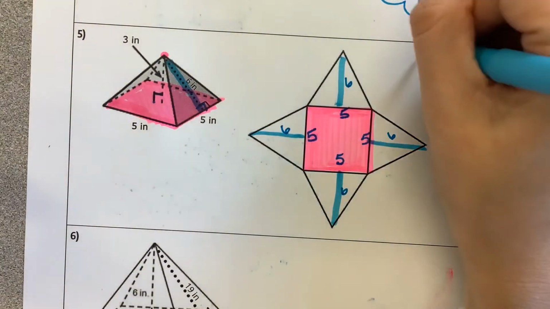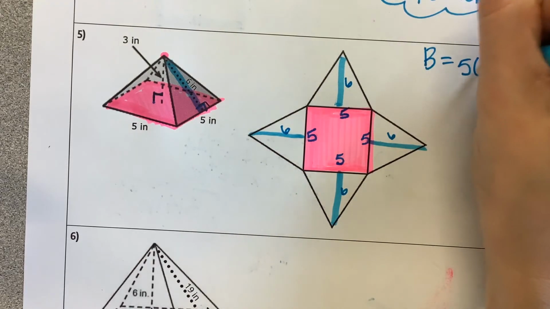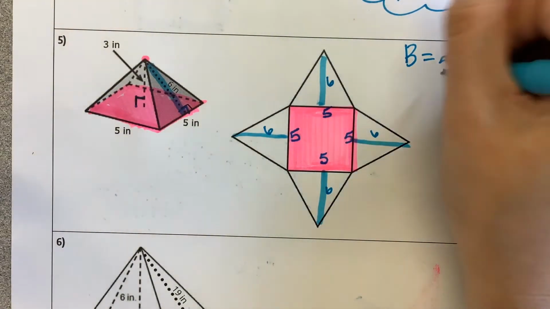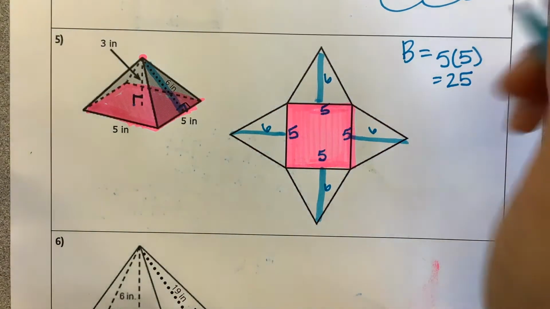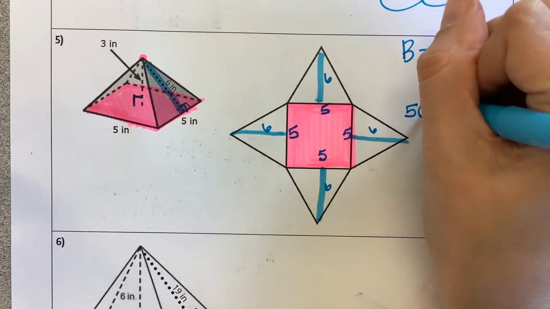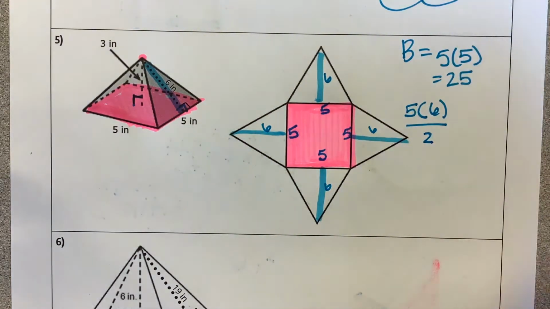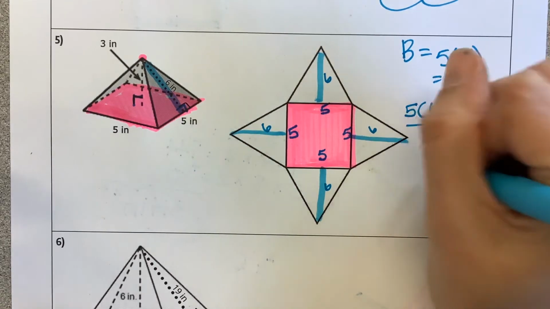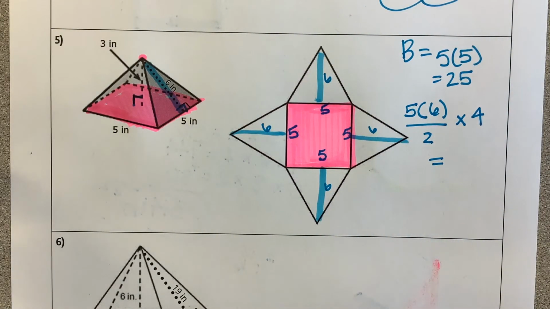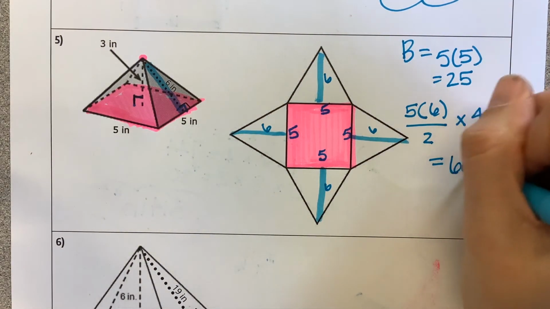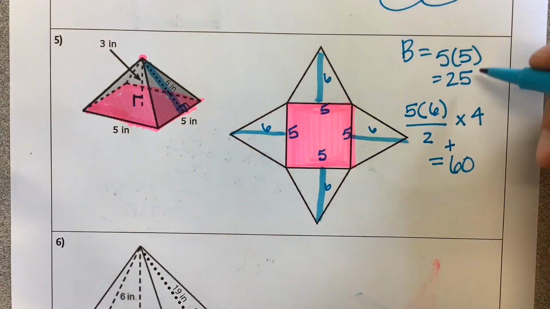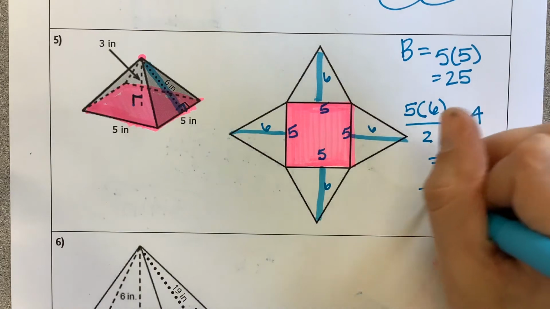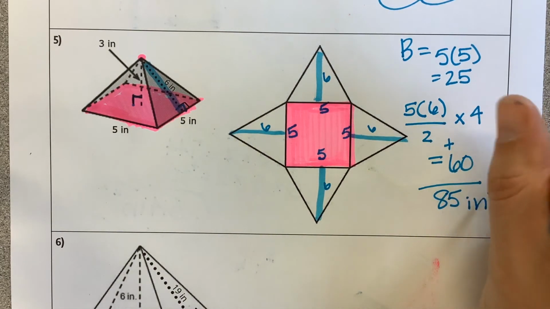So when I'm calculating this, first I'm going to do my base, which is 5 times 5, right? Or 25. Then I'm going to do the triangle sides, which we do our base of 5 times 6 divided by 2, but there are 4 of them. When I calculate that, 5 times 6 is 30. 30 divided by 2 is 15. 15 times 4 is 60. So for our total area, I'm adding 25 plus 60, which gives us a total area of 85 inches squared.